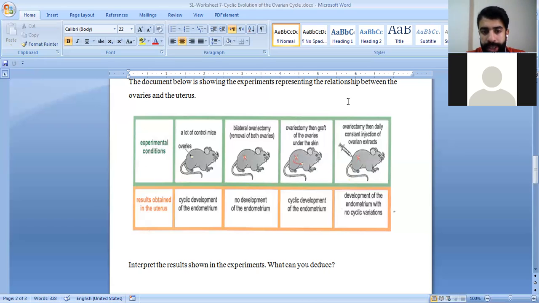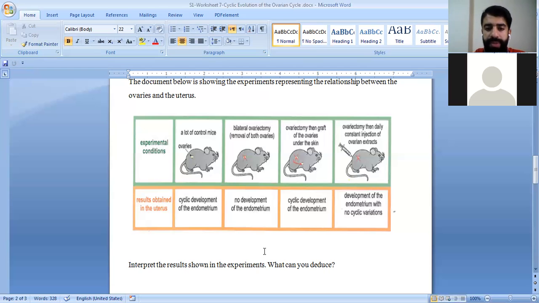Okay. Second experiment is yours, Hassan. So first, we agreed that the first experiment is used to compare and explain. Whenever we have ovaries, we have cyclic development of the endometrium. Second experiment, we did bilateral ovarectomy. What is the meaning of this? We removed both ovaries. What happened? No development of the endometrium. Please, can you interpret this experiment?